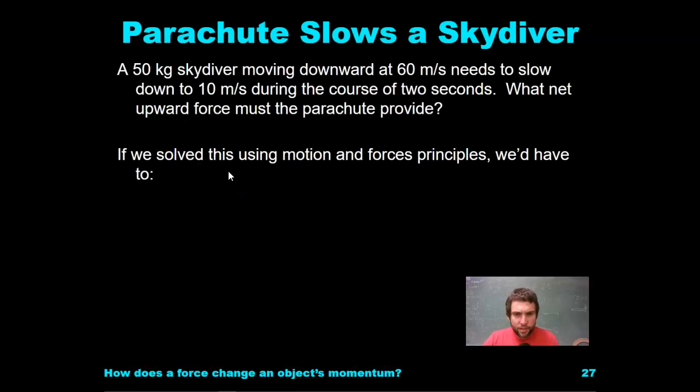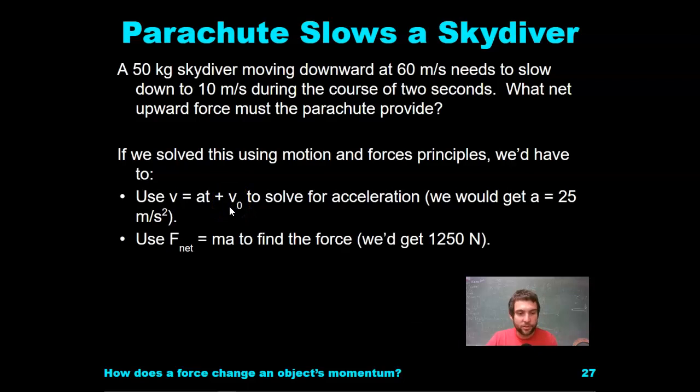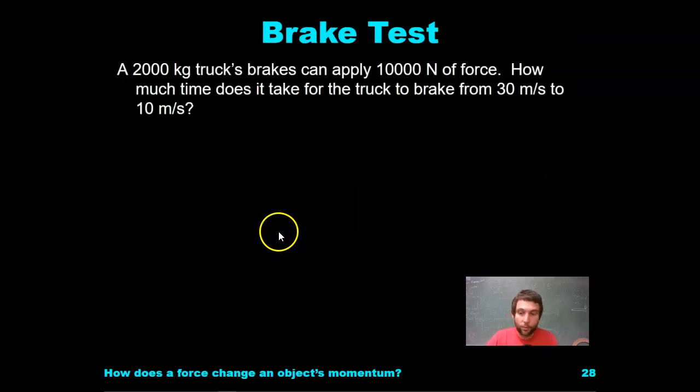If we solve this using motion and forces, we're going to have to use v equals at plus v naught to solve for acceleration. Acceleration equals 25 meters per second squared. Use F net equals ma to find force, and we're going to get 1,250. Whatever, I don't care. You do whatever it is you want to do, as long as you get the right answer and you know what's happening.